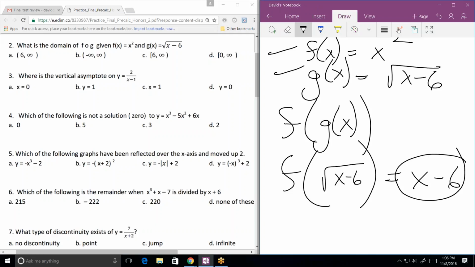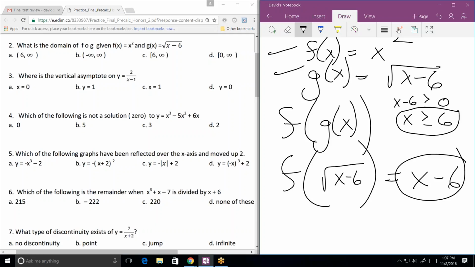Six. 6 is greater than x? Well, x is greater than or equal to 6. In other words, yes. If you're trying to figure out the domain of that, take whatever's inside the radical and make it greater than or equal to 0, because that's what it has to be. So the domain is greater than or equal to 6. And your domain of the composite function is always limited by that. In other words, you have to go back to the most restrictive domain.